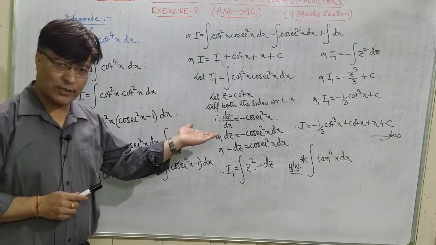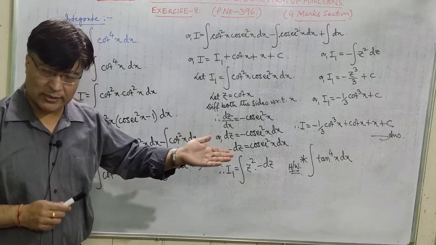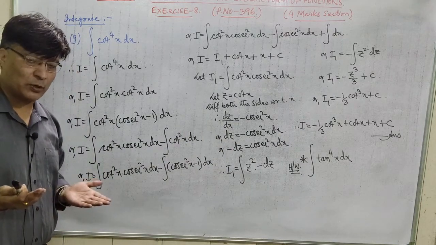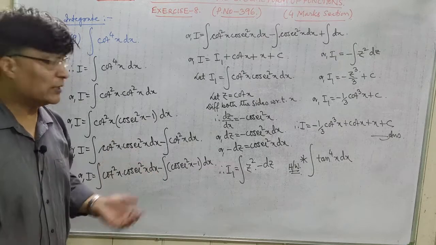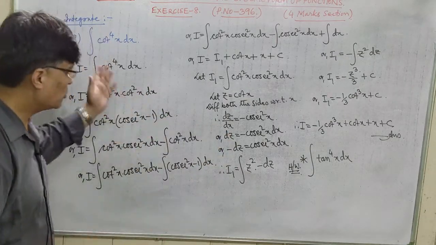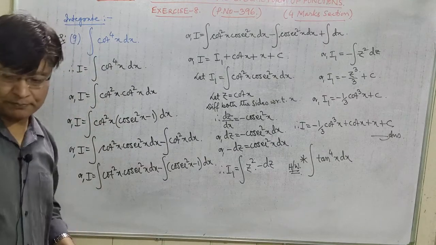Here the method is that you can break tan to the power 4x into tan square x into tan square x, and one of these tan square x should be changed into sec square x minus 1. Then separate the terms, and you can easily evaluate this integration. So this is your homework. You can copy it.